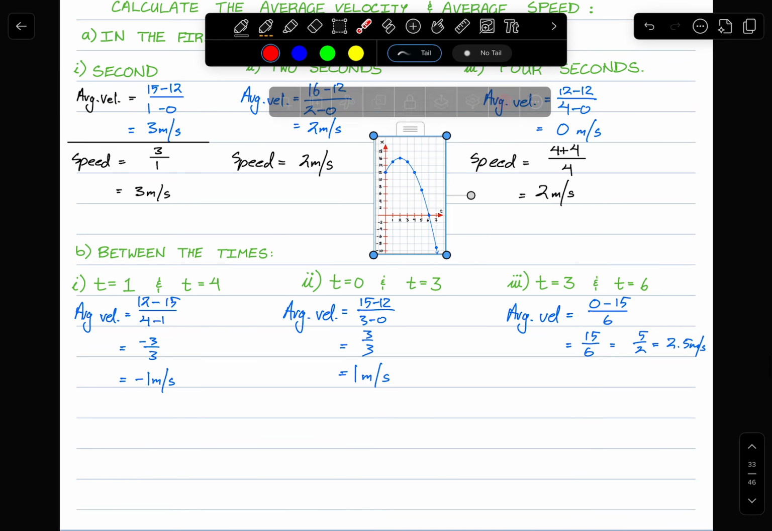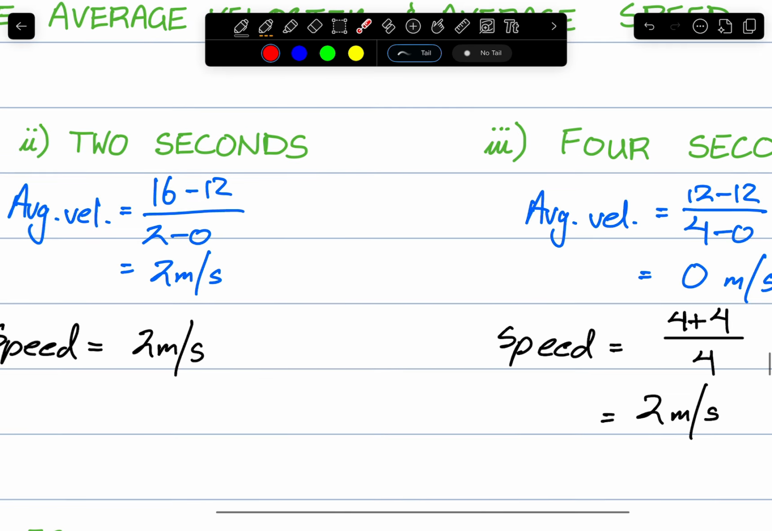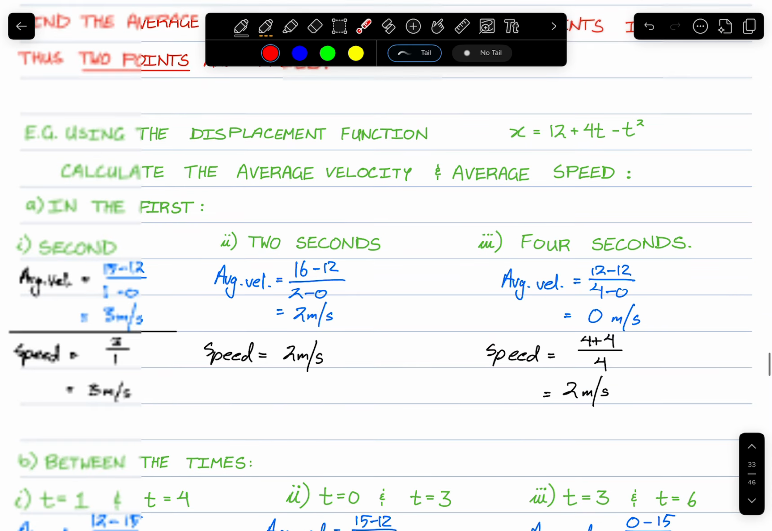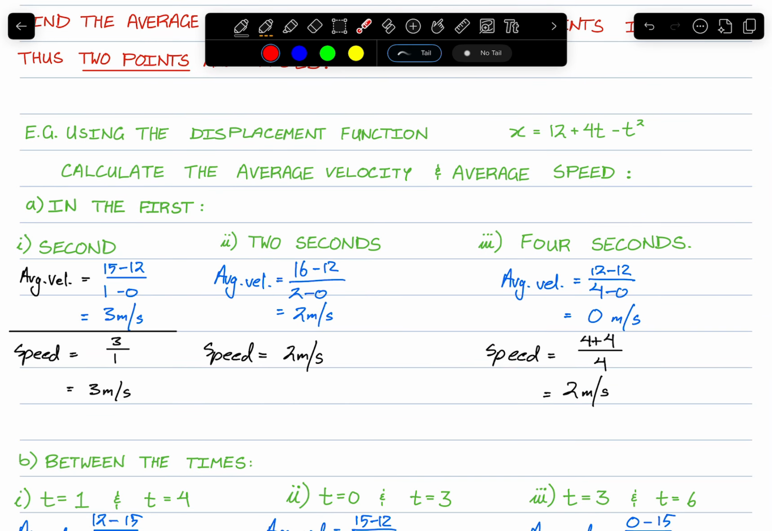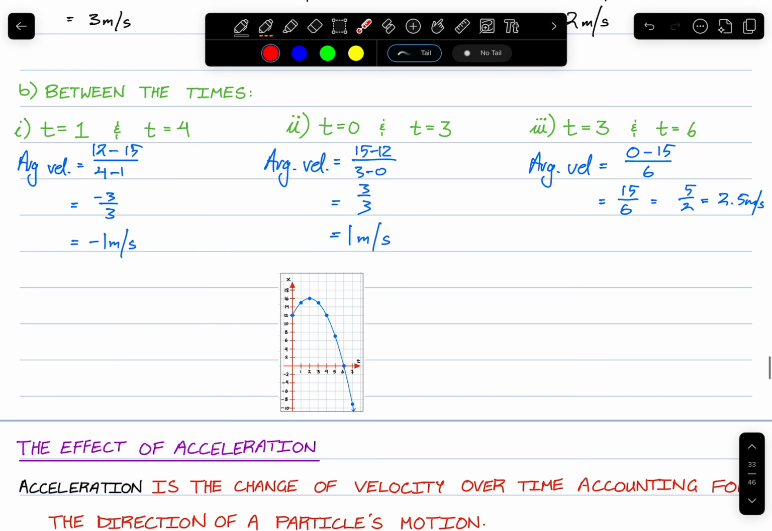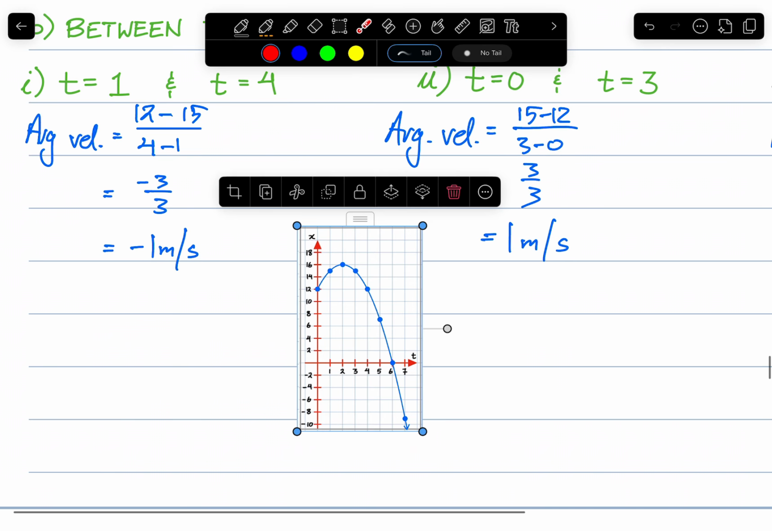Okay, so let's now keep going with the average. And now that you've seen the comparison of these two for the first 4 seconds, I hope you can see the concept of speed is the total distance over the same amount of time. Okay, so let's keep going with our examples here.